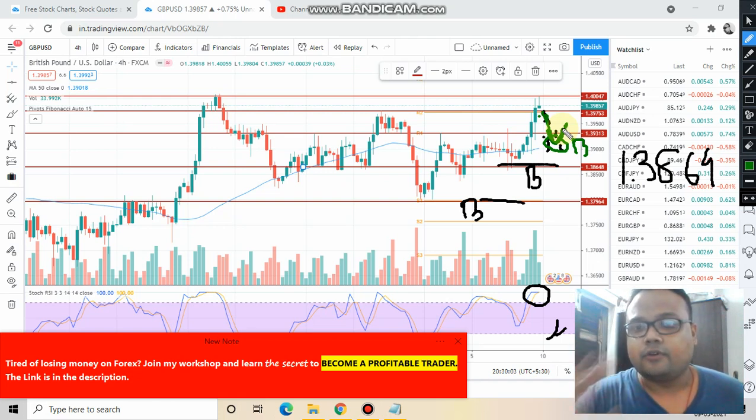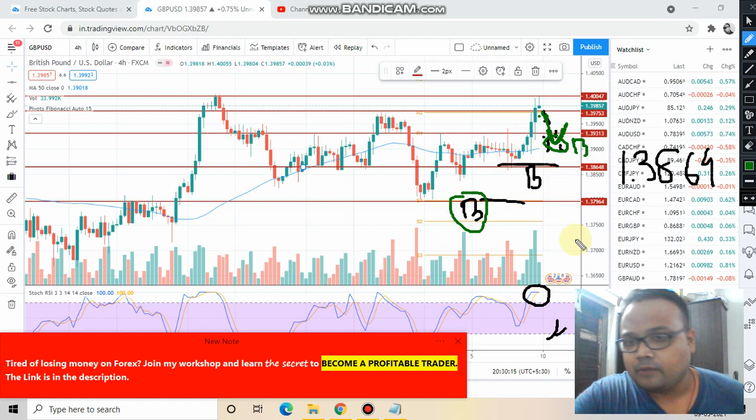Okay, therefore I always say that you should not chase the market, let the market come to you. Therefore, your safest trade on GBP USD will be at this level, or wait for the market to come down. Okay, wait for the market to come down. When stochastic RSI moves up again from the oversold zone, if you find it taking support at this level, go for a buy.